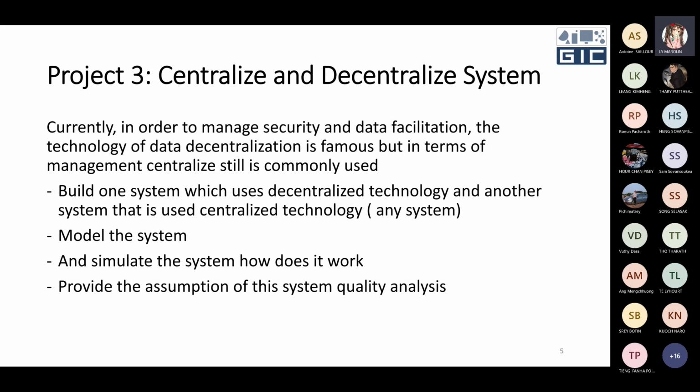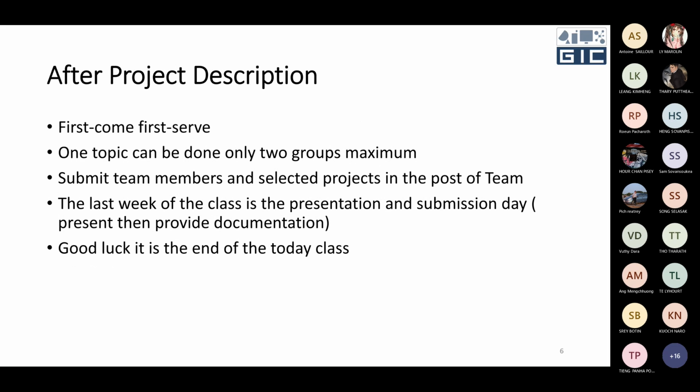The timetable for our project is 2 weeks. You will see in the next slide. So the previous question from our member and your master's questions are here. After I made the description, we have only 3 projects but 5 teams. Our rule is first come, first serve. One topic can be done by 2 groups maximum. So we have 5 teams and 3 projects, which means every project will be done by our class.